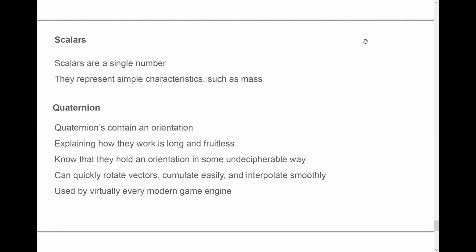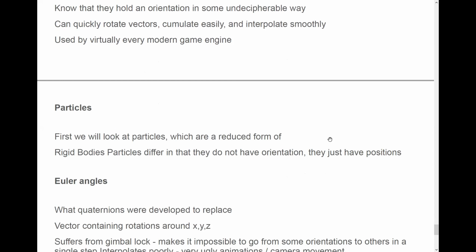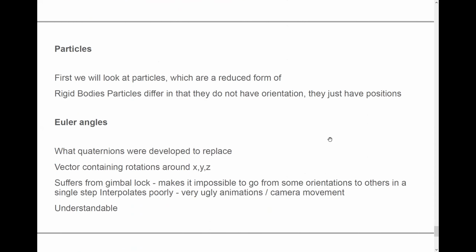When we look at scalars, these represent characteristics such as mass. Then quaternions contain an orientation, and they are mostly used in modern game engines. And then going to particles, rigid body particles differ in two ways. One is that they can have an orientation and the other is that they have a position.